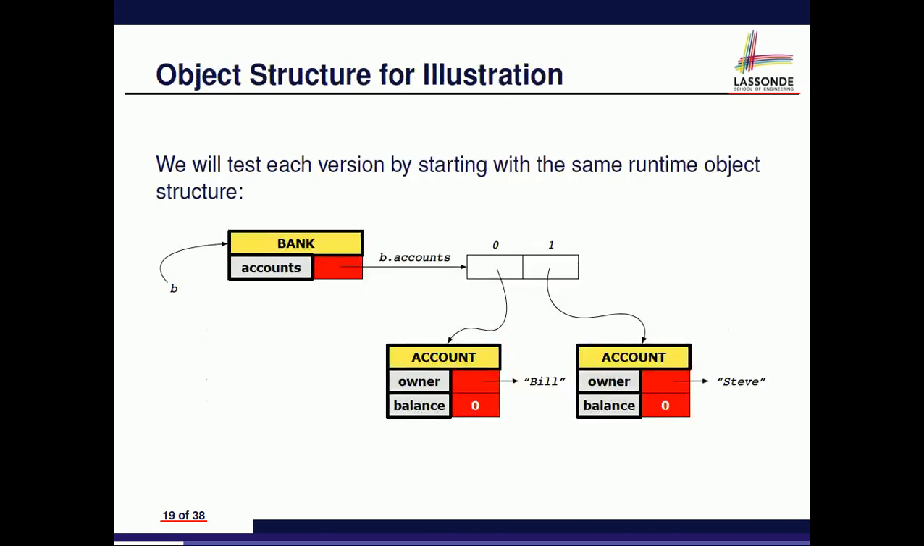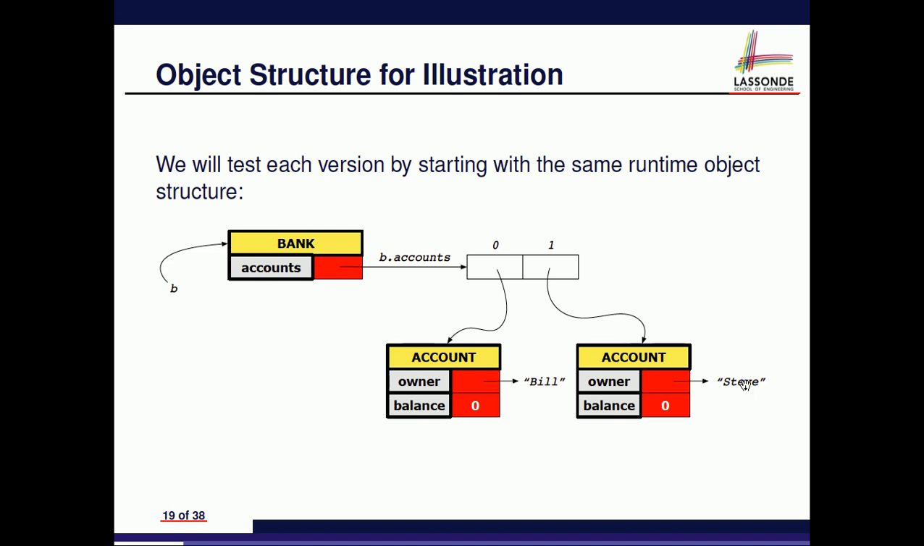Okay, let's see. So now let's say this. We're going to assume this is the kind of runtime structure we have. So we have a bank, and then we have just an array of 2 accounts. I should have changed it to 1 and 2. Let's say for now just 0 and 1, the indices. 0 and 1, and then we have the first account with balance 0, and the owner is Bill. And the second account, the owner is Steve, also balance 0, just to start with, okay? That's kind of the common setup.